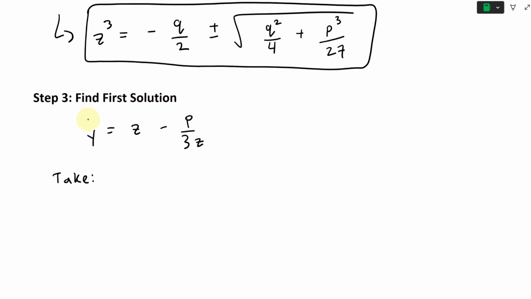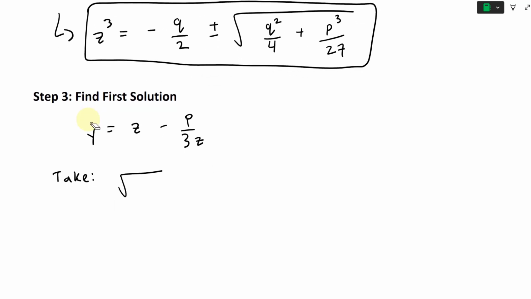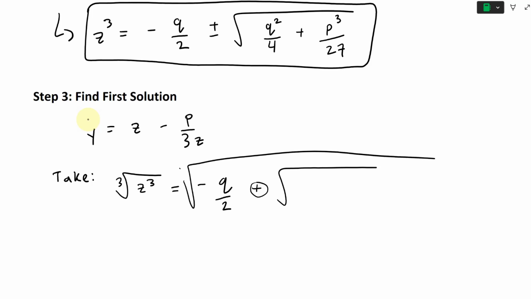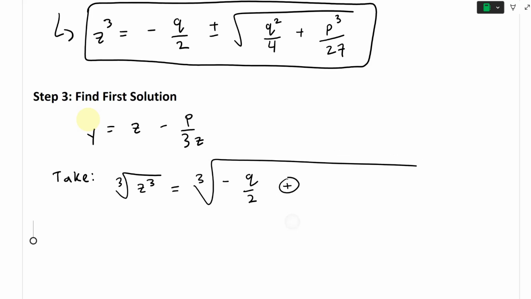Okay, and then we'll just take the cube root of z cubed, which equals negative q over 2, and then we'll take the plus. So we're taking the plus as opposed to the minus. And this is a cube root of this whole thing. So cube root and then negative q over 2 plus, now instead of the minus, we do the plus, and then this is going to be square root of q squared over 4 plus p cubed over 27. And yeah, the cubes cancel out. We're just going to get a z. So this equals our z.